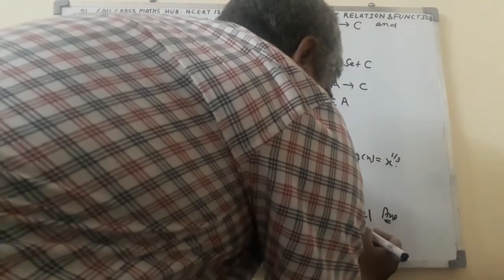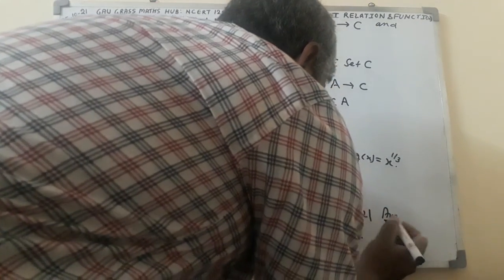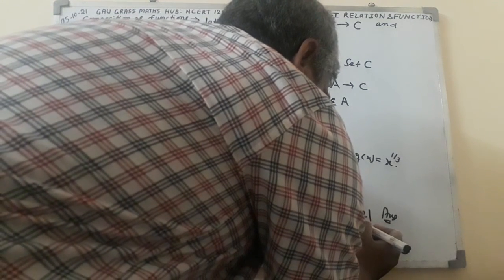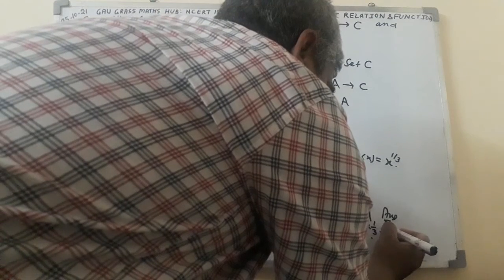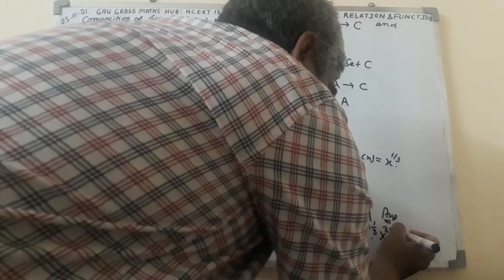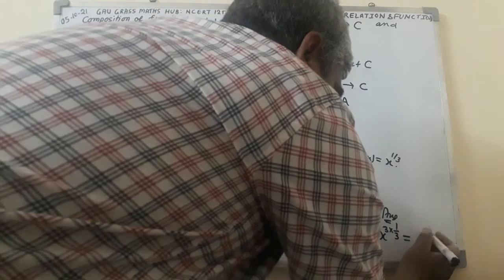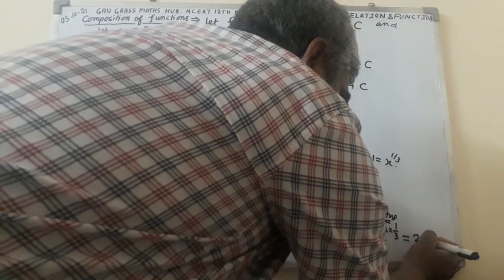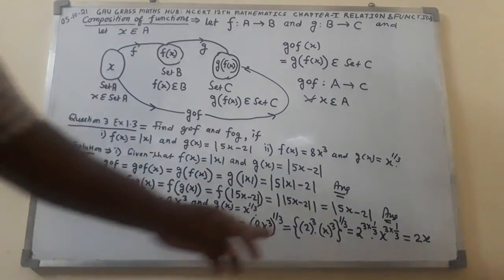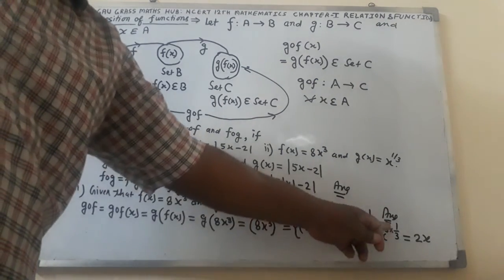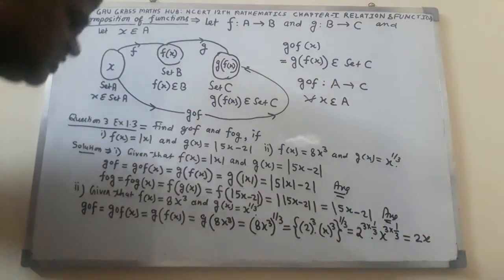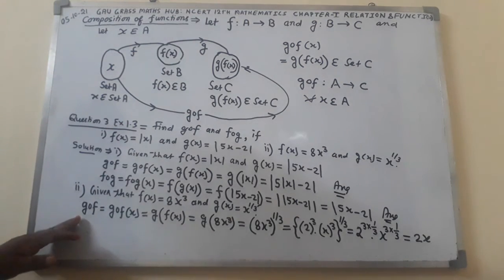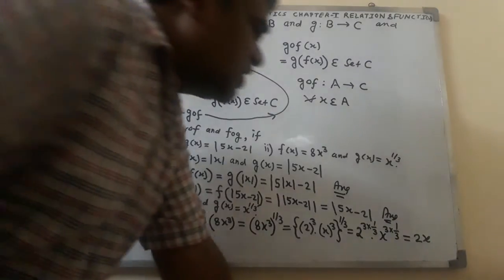So here I shall write 2 raised to the power 3 into 1 over 3, dot x raised to the power 3 into 1 over 3, we will get here 2x. That will be the correct answer, because 3 will be cancelled out, 3 will be cancelled out, and we get here 2x. Again, the value of g of f, we have got 2x. That will be the correct answer.